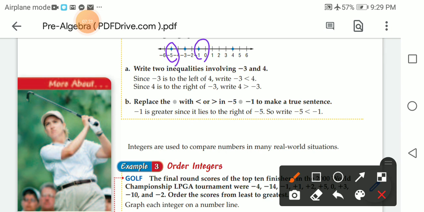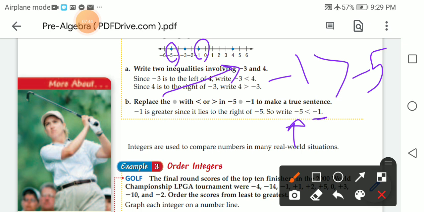What's to the right? Wherever you go to the right, it's greater. So negative 1 is greater than negative 5. Here it's written negative 5; we start with negative 5, and he says that negative 5 is less than negative 1.